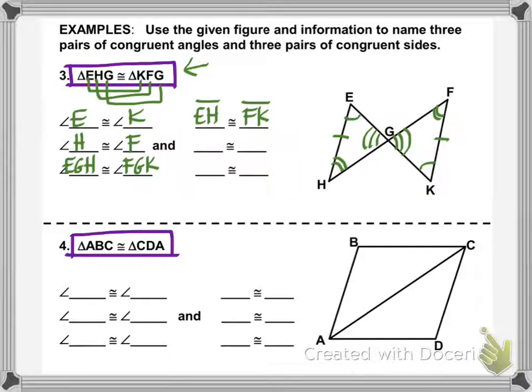All right, let's keep going. Segment HG, which connects my 2 and 3 arc angles, is going to correspond to segment GF, which also connects my 2 and 3 arc angles. So segment HG is congruent to segment GF, which by default leaves my last two segments congruent, EG and KG.